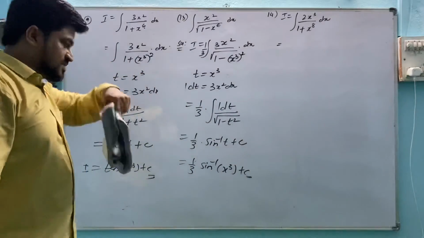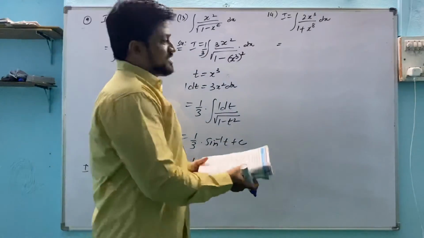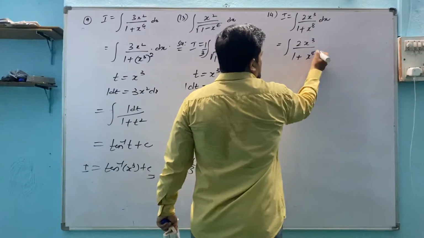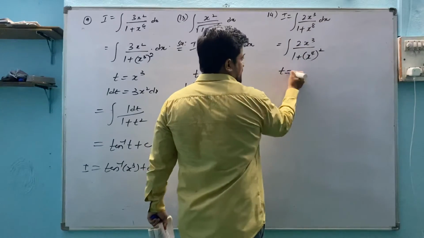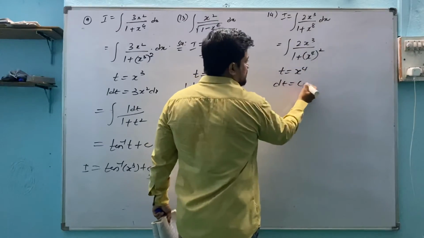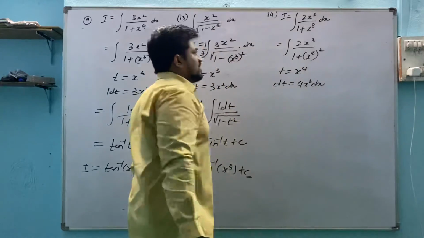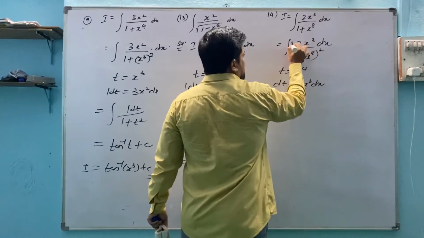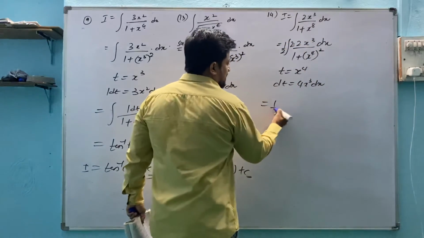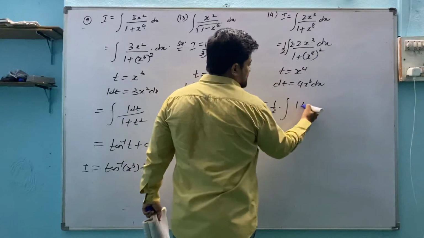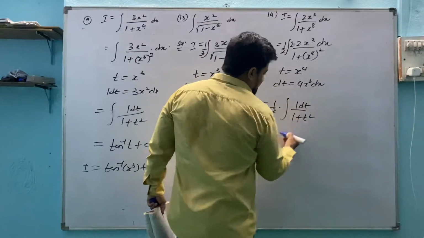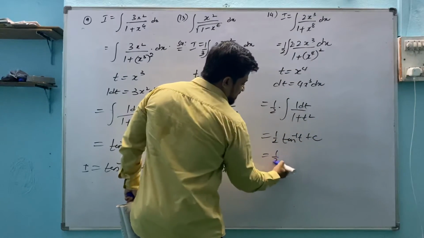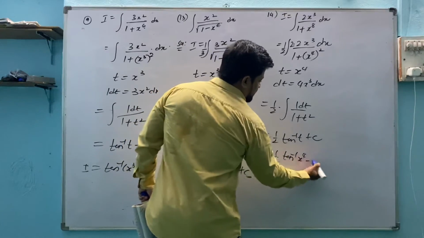Now 2x cube, x power 8. Cube is there, least degree cube. So what we will do, we will write this x power 8 as x power 4 whole square. So t equals x power 4, dt equals 4x cube dx. Now we don't find 4 here. So we will multiply by 2 and divide by 2. So 1 by 2 integral, this is 4x cube dx, which is dt, over 1 plus t square. 1 by 1 plus x square is tan inverse x. Tan inverse, in place of t, we will write the value x power 4, plus c.